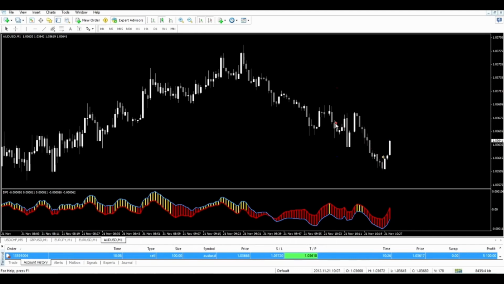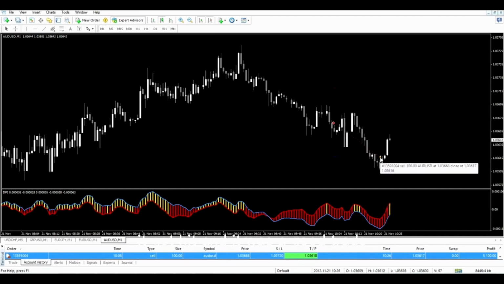Entry was here. Our stop loss was up here. Price did pull back a little bit, but not very close to our stop loss. We were safe. Take profit here. It got hit, and it was a good trade.